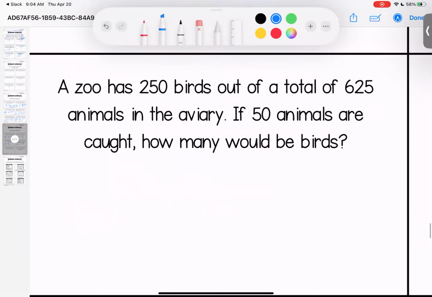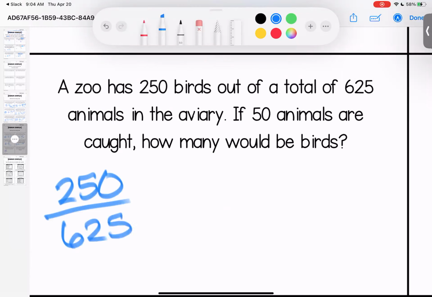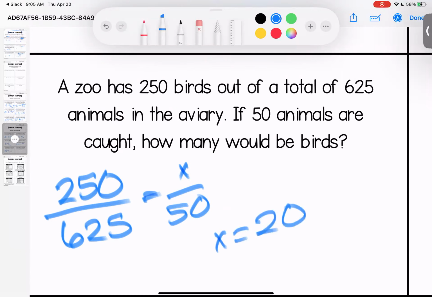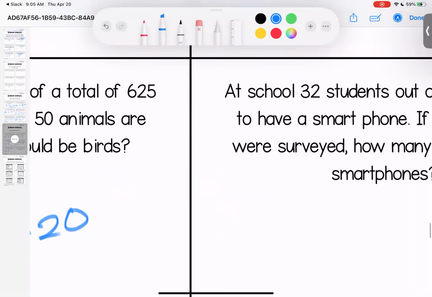A zoo has 250 birds out of a total of 625 animals in the aviary. If 50 animals are caught, how many are birds? 250 out of 625 equals X over 50. Again, cross multiplying, 250 times 50 divided by 625. X again is equal to 20.